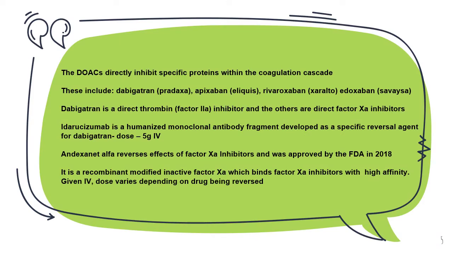The direct oral anticoagulants directly inhibit specific proteins within the coagulation cascade. These include dabigatran, apixaban, rivaroxaban, and edoxaban. Dabigatran is a direct thrombin inhibitor, and the others are activated factor X inhibitors.